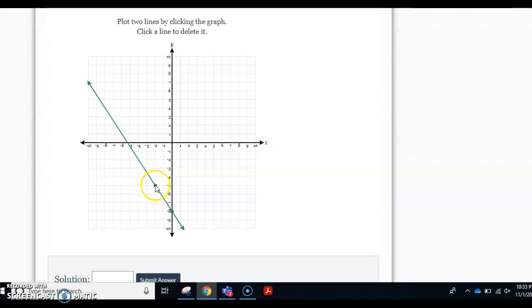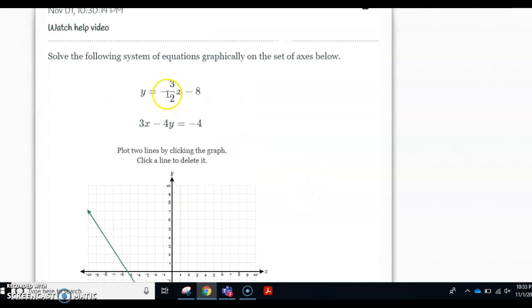Or again, we could say our slope is -3, +2. Regardless, it's a negative slope. It goes downhill from left to right.